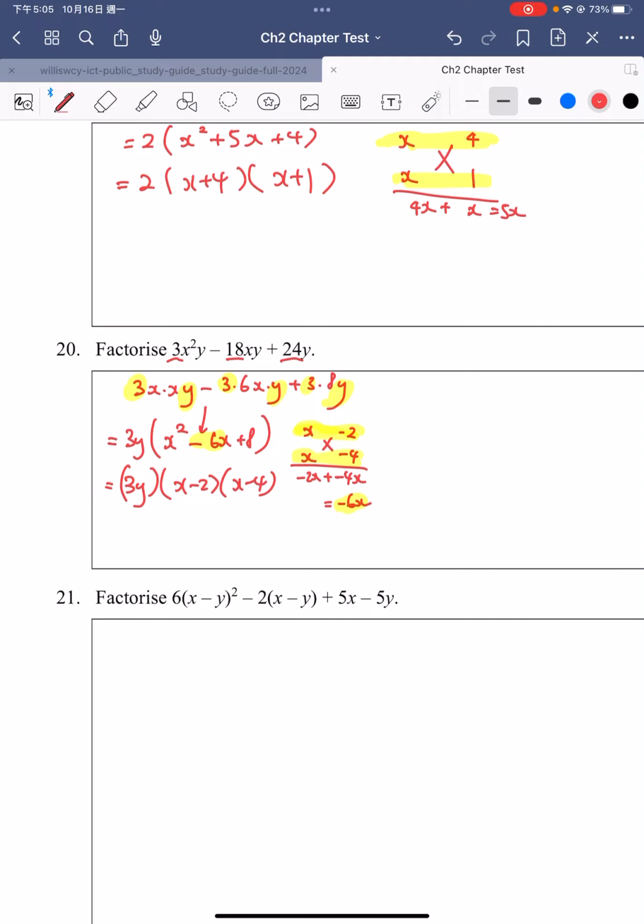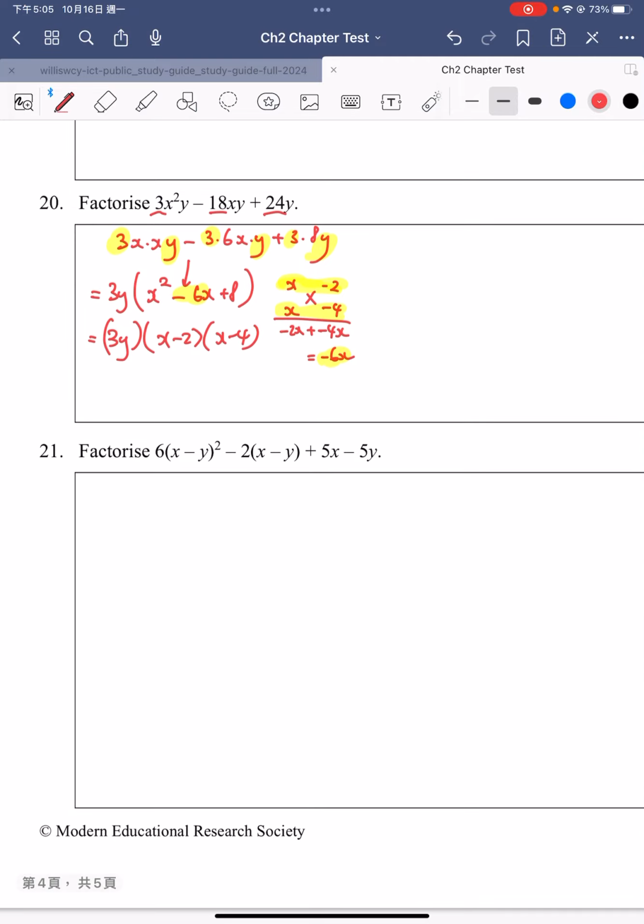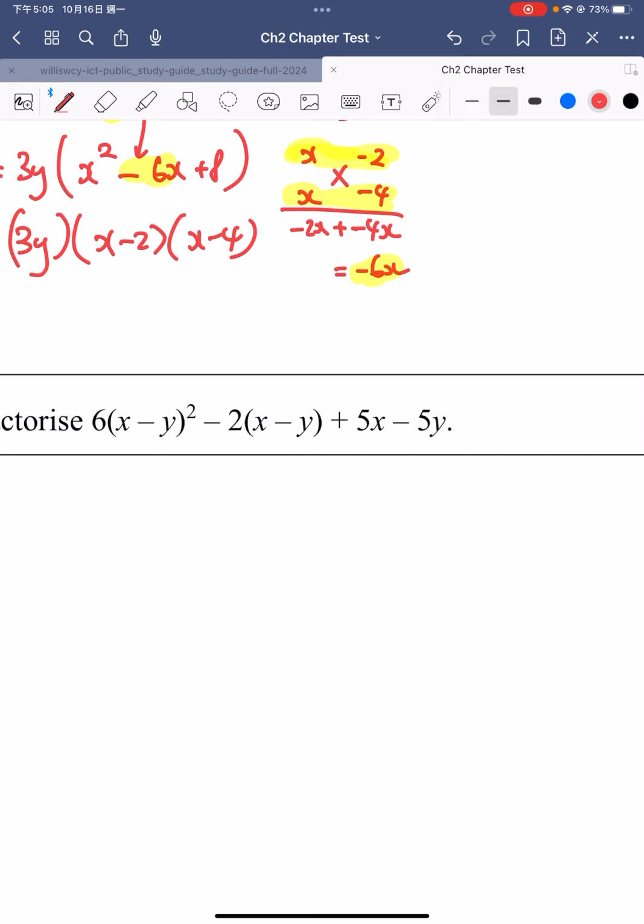So now we can see question 21. For the first bit, you can't do anything else, but if you notice that for the second part, you have the 5x minus 5y. So we can say that the 5 is the common factor. So we can take out, first, we write down the first bit. So now we can take out the 5, and what we left is just x minus y.